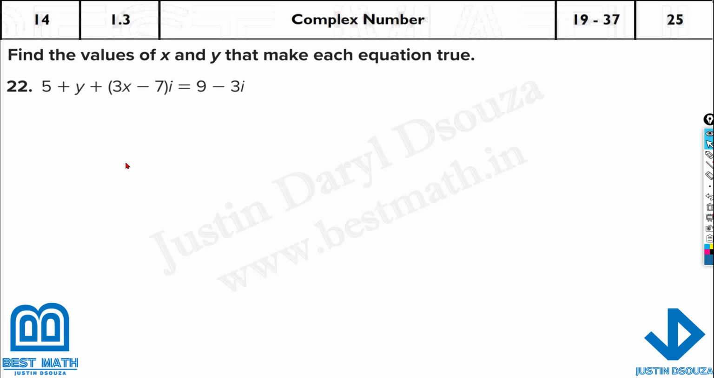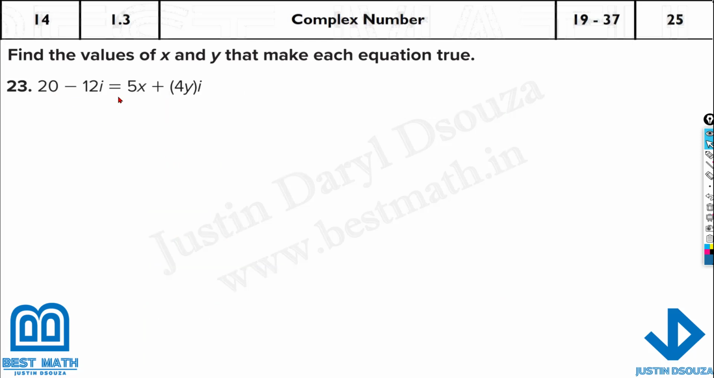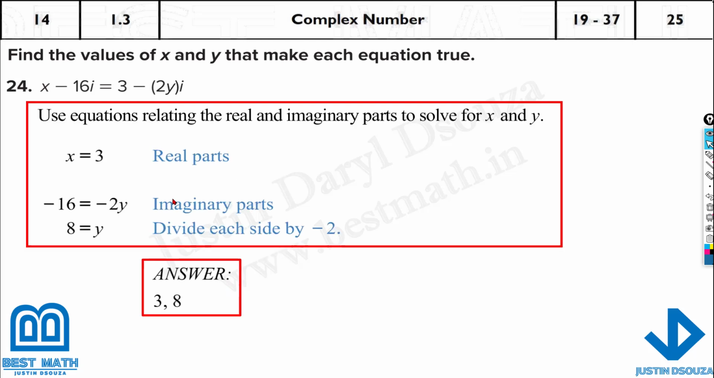All these problems are similar. Please do them by yourselves. Just equate the real part, that is 5 plus y equals 9. And over here it's 3x minus 7 equals minus 3. And then you get the answers. Remember here the x is with the imaginary part and y is with the real part. Here as well, 20 is equal to 5x, minus 12 is equal to 4y. That's it. And same thing over here. They're pretty straightforward. Here x is directly equal to 3 because there's nothing to solve. Whereas the other one, you ought to just solve it a little bit.